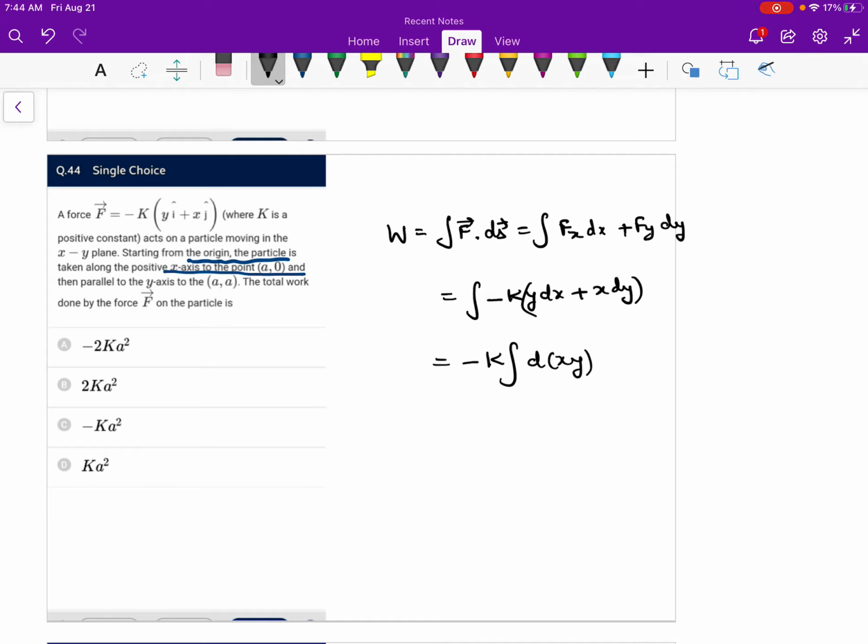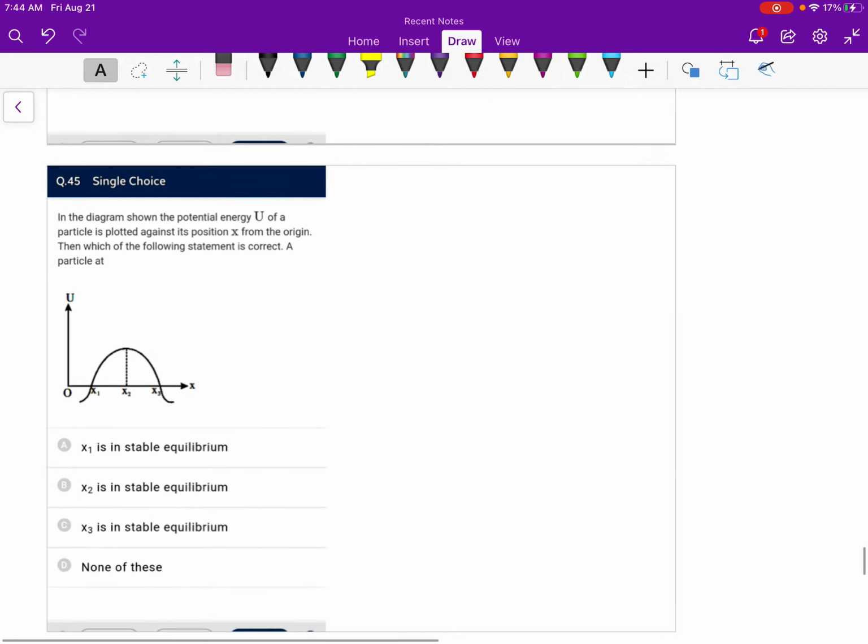So this is a conservative force. We are able to integrate the above expression without knowing the equation of the path from 0 comma 0 to the final point a comma a. Okay, so this is minus k xy from 0 comma 0 to a comma a, so minus k a square. So work done is minus k a square. We need not see the intermediate path, we just need to see the end points, which are 0 comma 0 and a comma a, since the force is conservative.